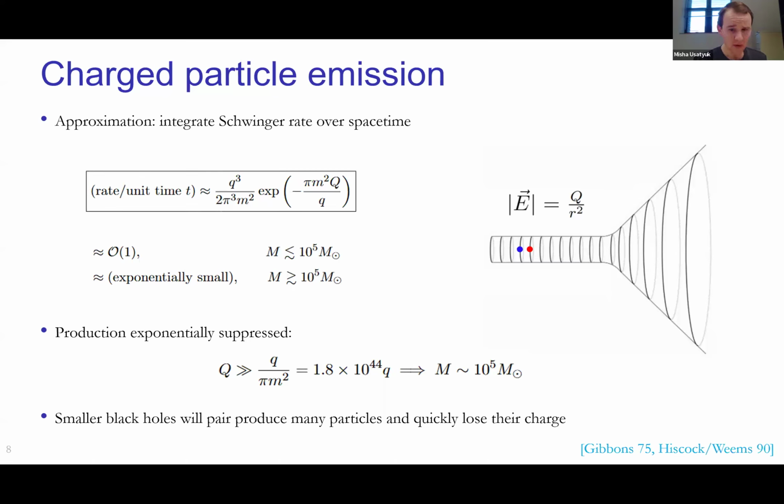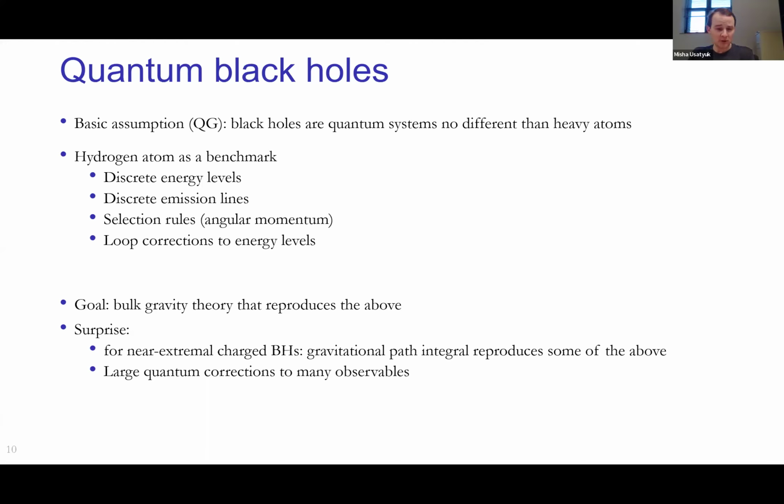So what are we able to do for the hydrogen atom? Well, for the hydrogen atom, we have discrete energy levels for the various states. We have discrete emission lines as the atom transitions between different states. We have angular momentum selection rules due to emission of photons. And we're also able to calculate loop corrections to energy levels, such as the Lamb shift. Ideally, we'd like a bulk theory of quantum gravity that reproduces all of the above.